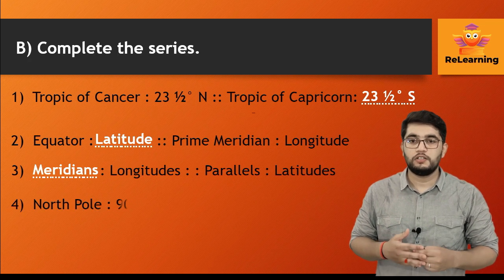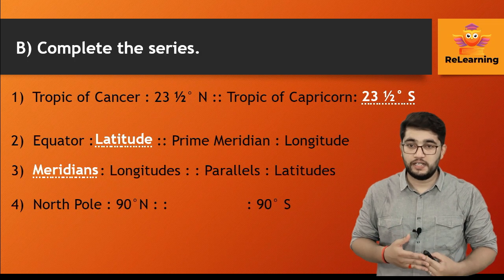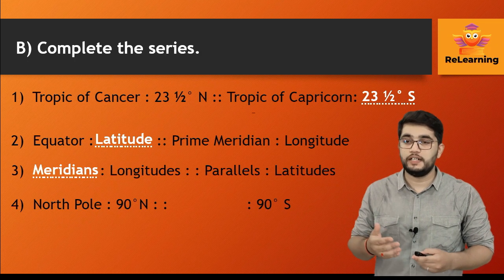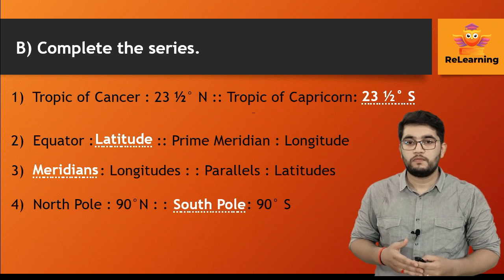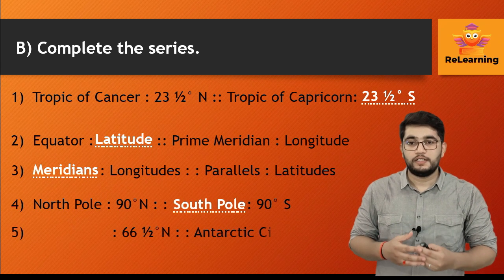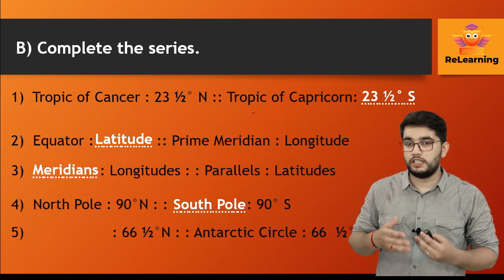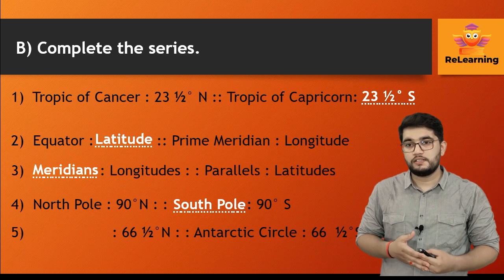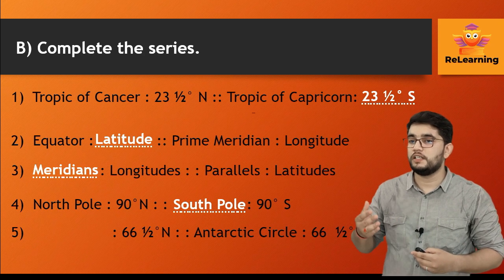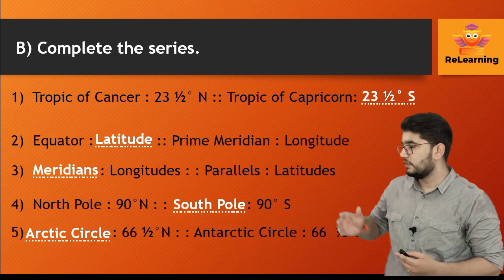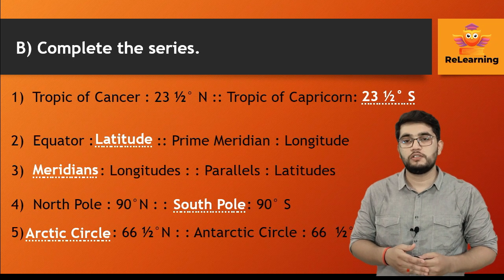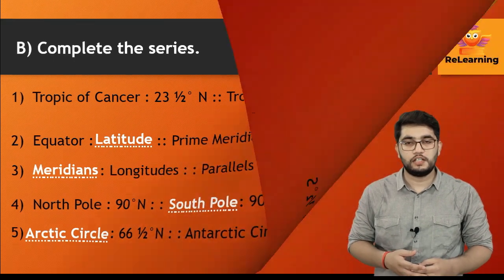Let's see the next one. North Pole is 90 degrees N while dash is to 90 degrees S. So the answer will be South Pole. Let's see the next one. Dash is to 66.5 degrees north, Antarctic Circle is 66.5 degrees south. So the answer will be Arctic Circle. These all are the correct answers for these questions. Let's see the next one.